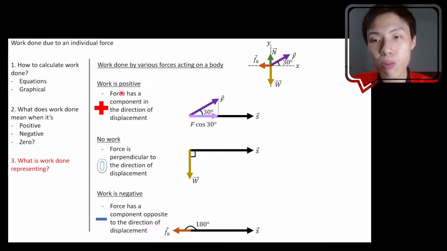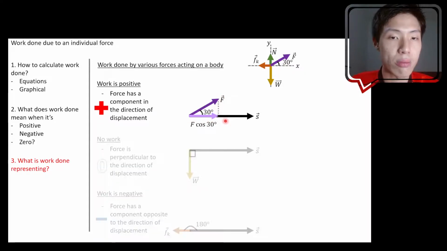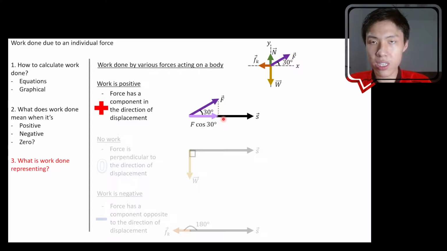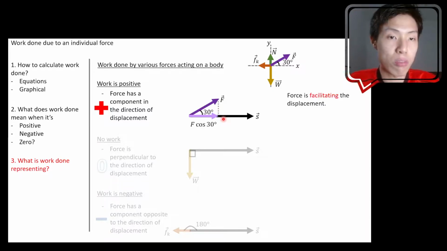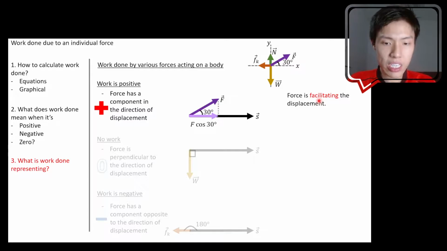So work done is positive. You can see that the force has a component in the direction of displacement. So you can think of it as the force itself helping the motion. The force is directly causing the displacement, or you can say it's facilitating the displacement. It's making the displacement happen, it's causing the displacement, it makes the displacement easier. You can think of it like that.